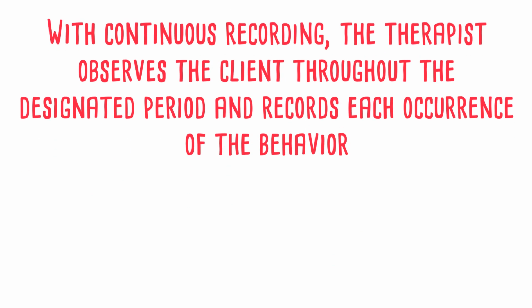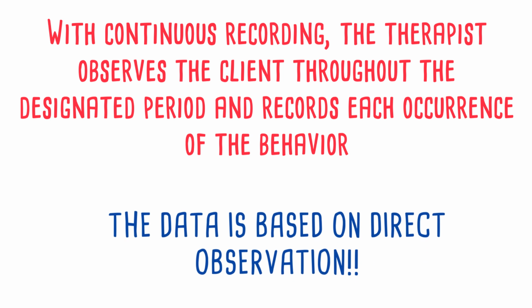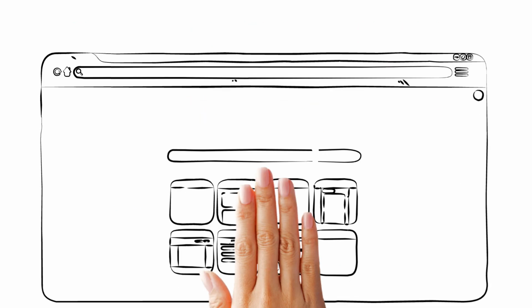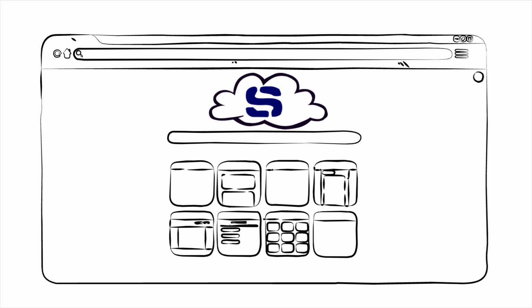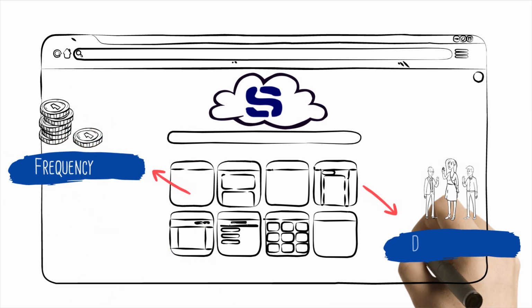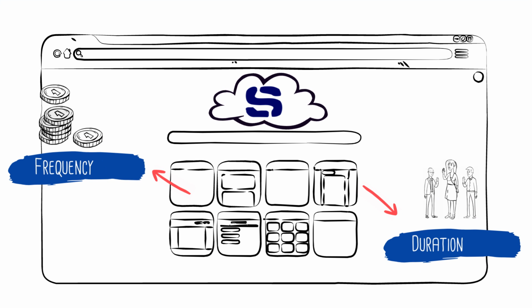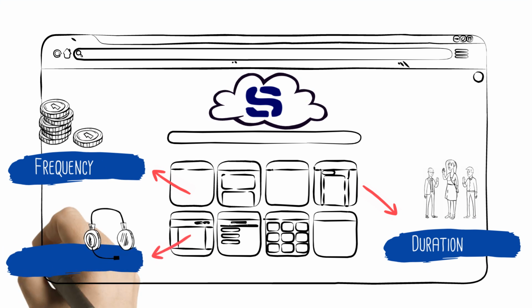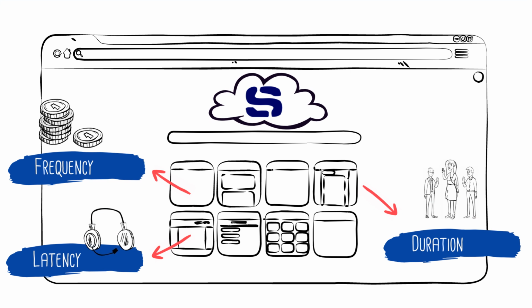When we examine measurement procedures, we have two main types: continuous and discontinuous. Continuous means that the data is based on direct observation for the complete duration of data taking. I repeat, direct observation. The three main types of continuous and direct data taking measures are frequency, how many times the behavior occurs; duration, how much time it takes for the behavior to complete; and latency, how long it takes for the client to respond to the instruction.